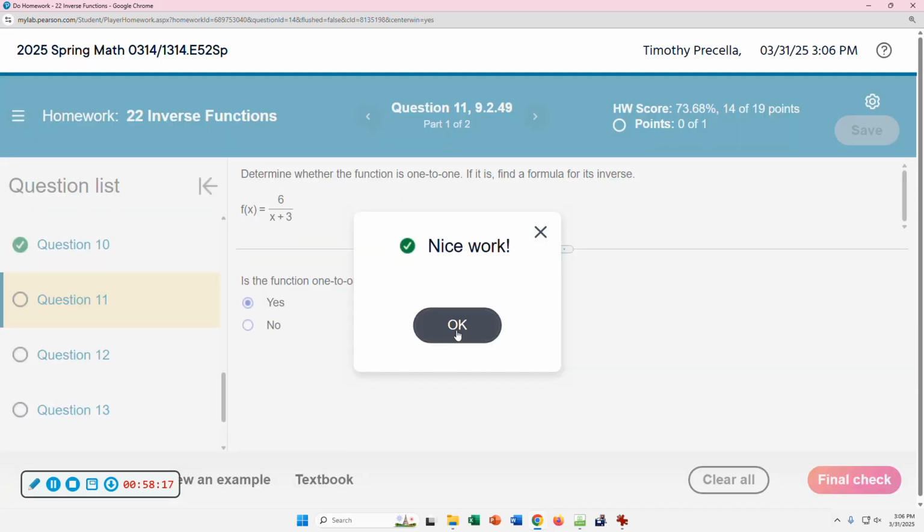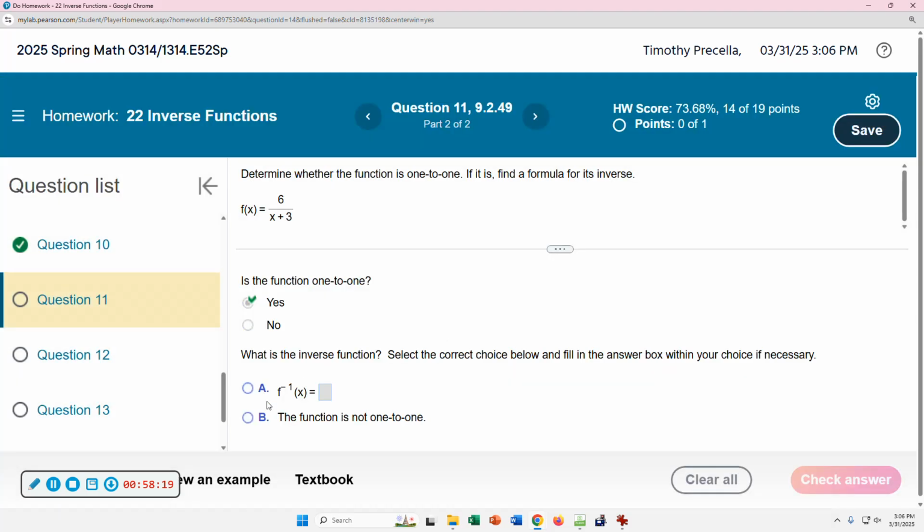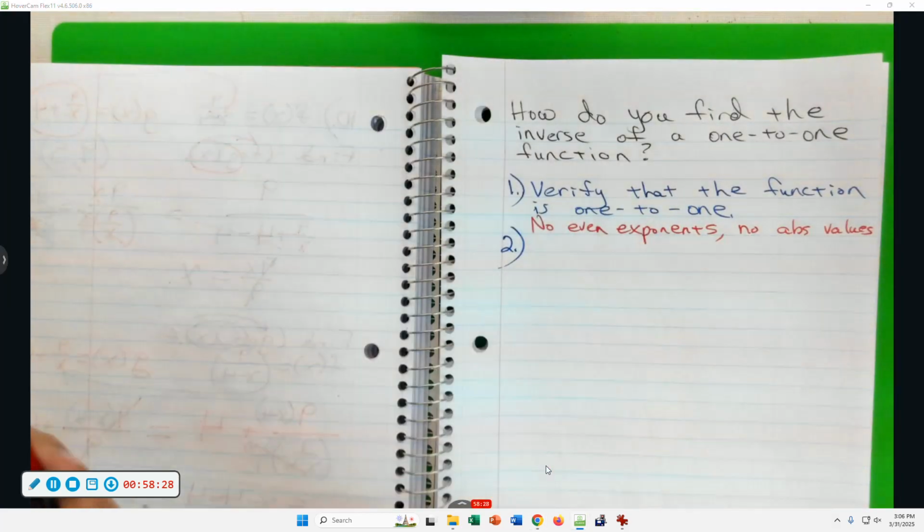And now I need to write out the steps for finding the inverse. Okay. Now they want you to find that little formula. That'll be the inverse. Okay. Keep going, Tim. Okay.